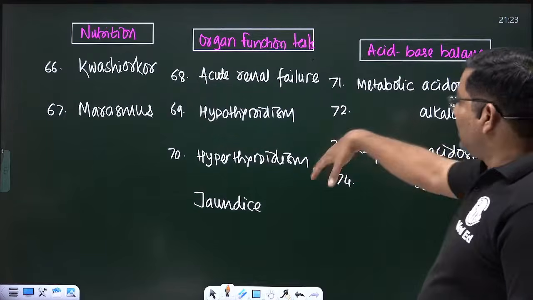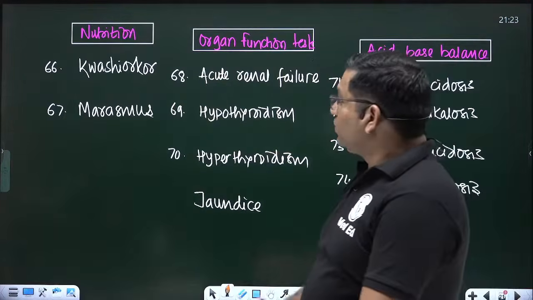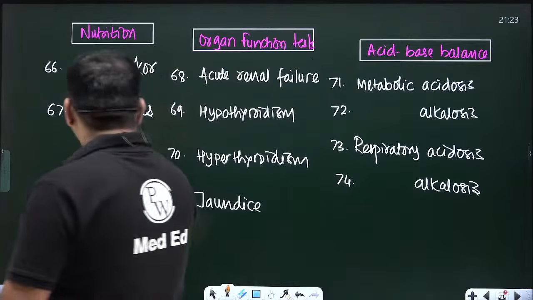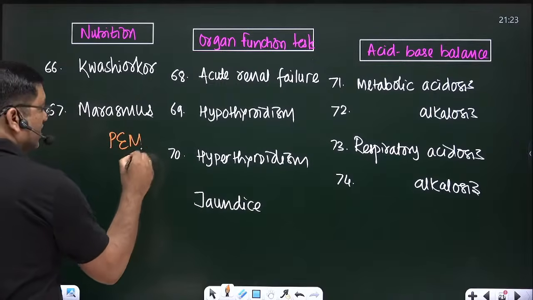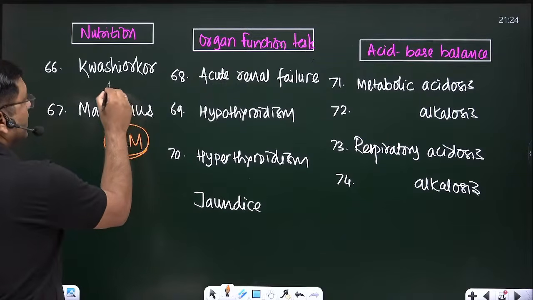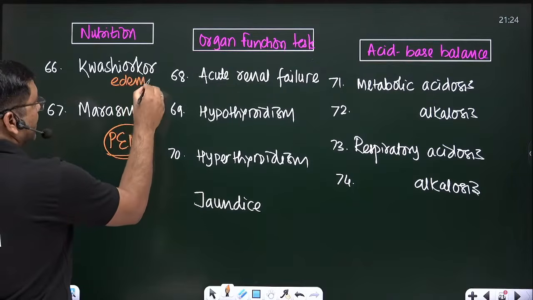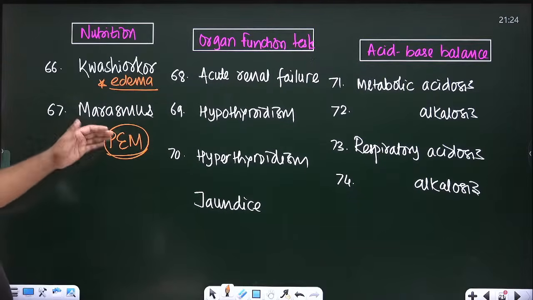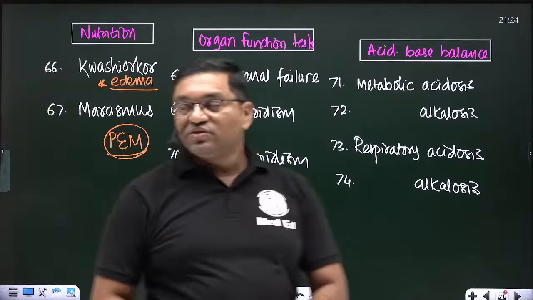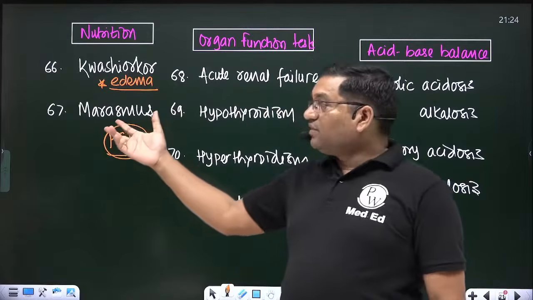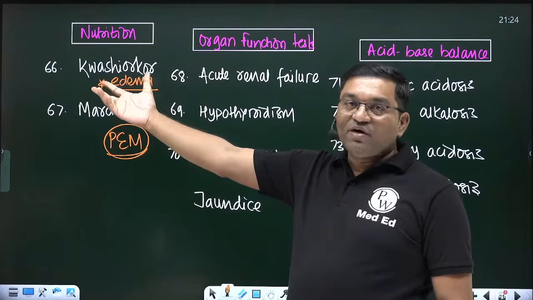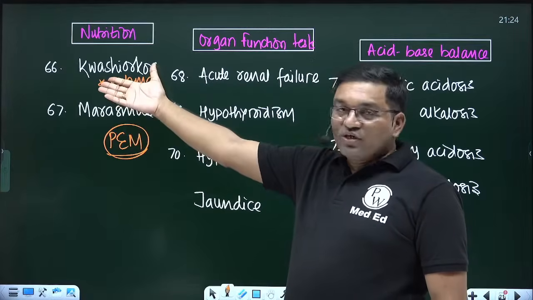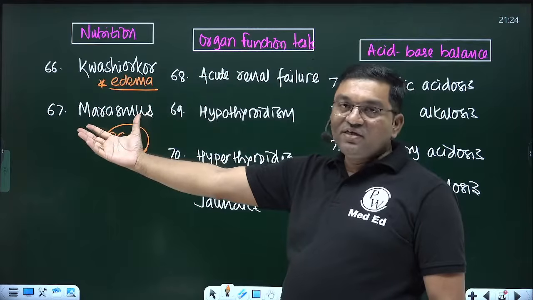Then these are the miscellaneous topics: kwashiorkor, marasmus. This is protein energy malnutrition. It is important. Remember, there is edema in kwashiorkor. There is no edema in marasmus. It is wasting. In marasmus, severe muscle wasting is there. In kwashiorkor, there is edema, and this is because of protein deficiency. Marasmus is because of calorie deficiency.